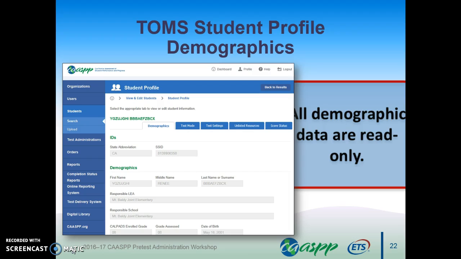Here's the student profile page where you will look this week to check all their demographics and make sure everything is correct. Here's what the page will look like, and please verify for each of your students if their information is correct.